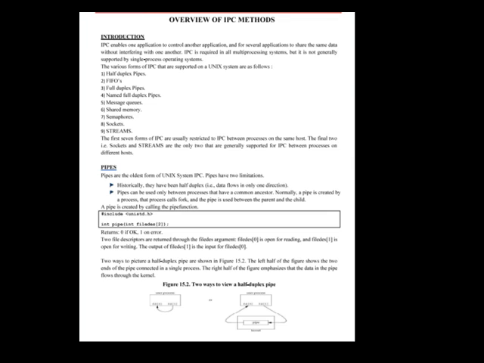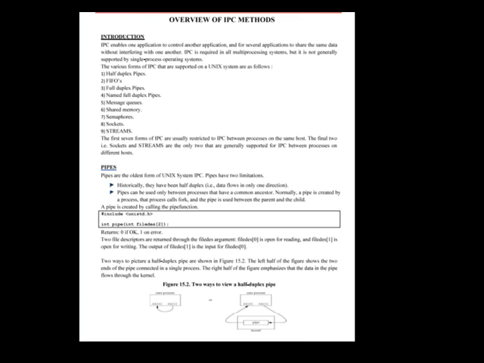The first 7 forms of IPC are usually restricted to IPC between processes on the same host. The final 2, that is sockets and streams, are the only 2 that are generally supported for IPC between processes on different hosts. Pipes are the oldest form of Unix system IPC. Pipes have 2 limitations. Historically, they have been half duplex. Pipes can be used only between processes that have a common ancestor.